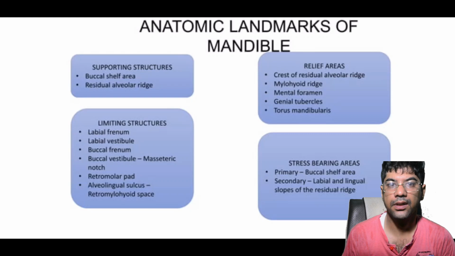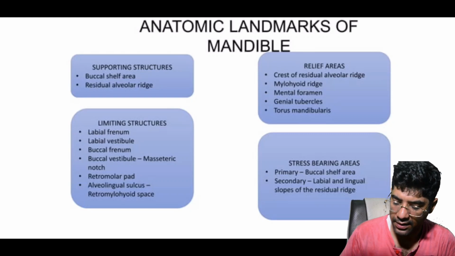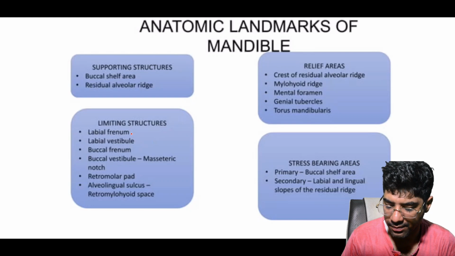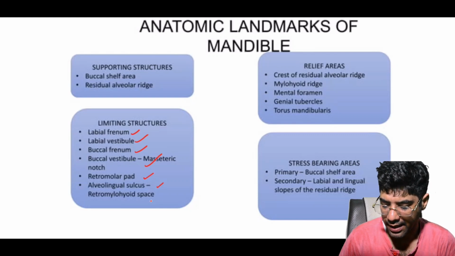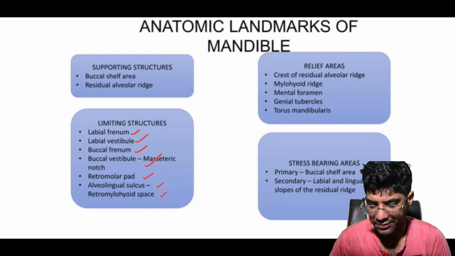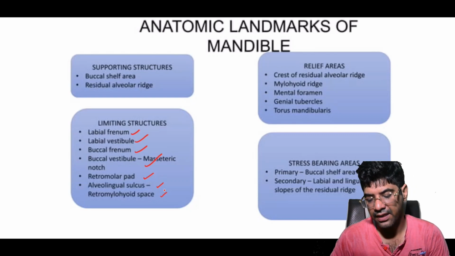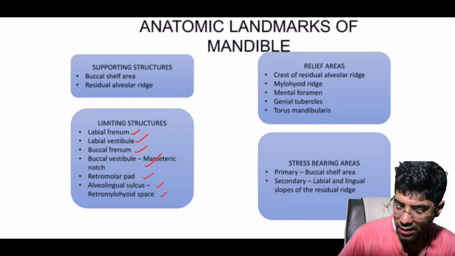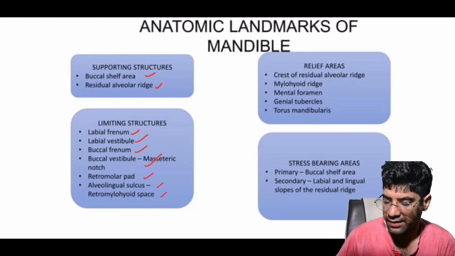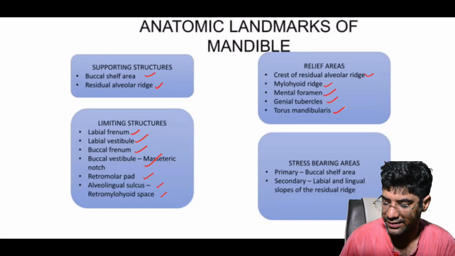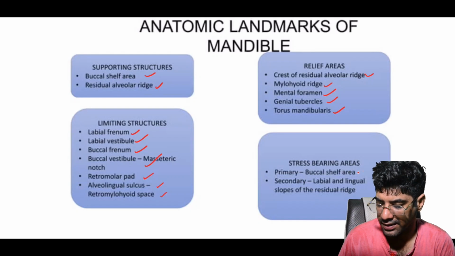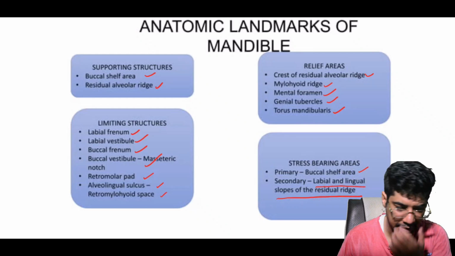Now let us discuss the various landmarks of the mandible. The limiting structures are the labial frenum, labial vestibule, buccal frenum, buccal vestibule, retromolar pad, alveolingual sulcus, and retromylohyoid space. The supporting structures are buccal shelf area, residual alveolar ridge. The relief areas are the crest of alveolar ridge, mylohyoid ridge, mental foramen, genial tubercle, torus mandibularis. The primary stress bearing area is the buccal shelf area, and the secondary stress bearing areas are labial and lingual slope of the residual ridge.